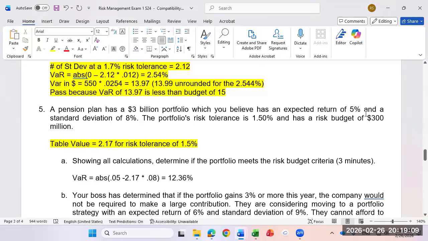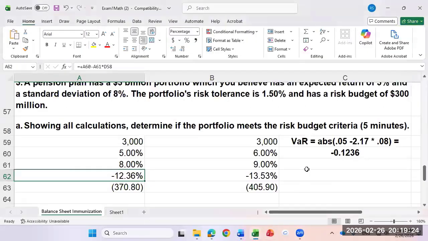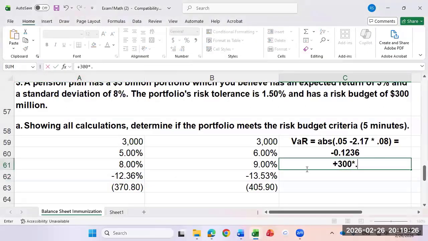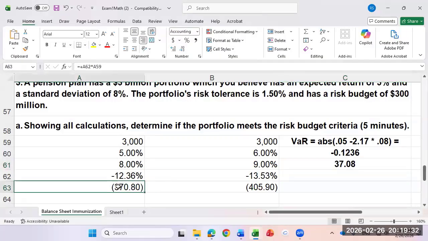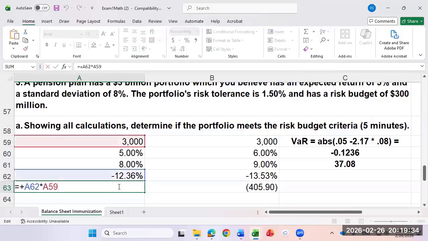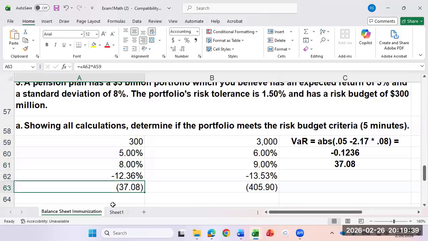Here the risk budgets are in dollars. So the VAR in dollars equals 300 million times 0.136. That gives you 30. I mistyped the number. That's 300. 37.08.